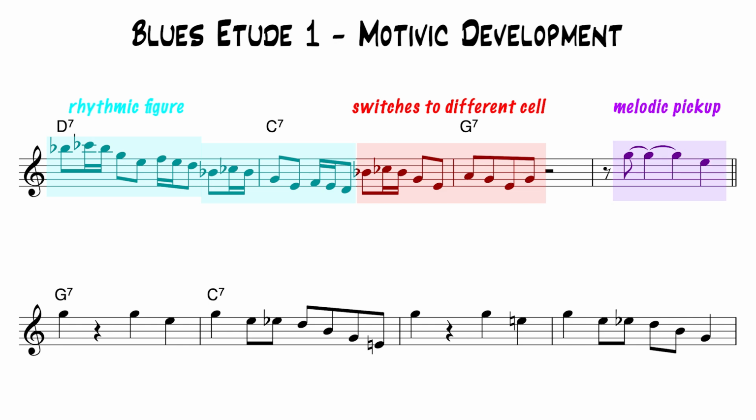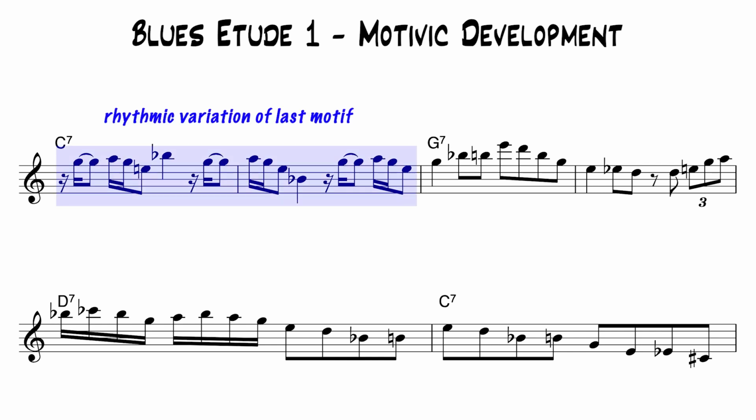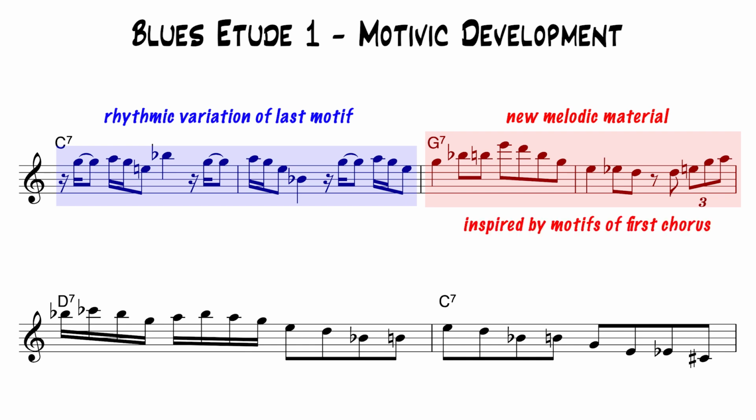From here, we have a very obvious motif. And not only that, Chad sets up a call and response with himself. In measure 5 of this chorus, this motif takes on a whole other rhythm. And finally, in G7, we branch into new melodic material, ending off with material inspired from the first chorus's motifs. So that's a great example of motivic development.